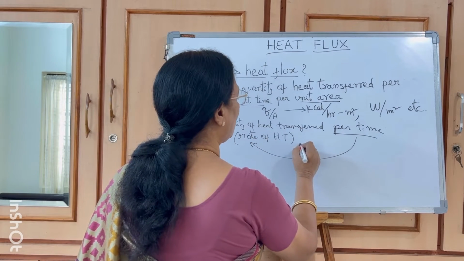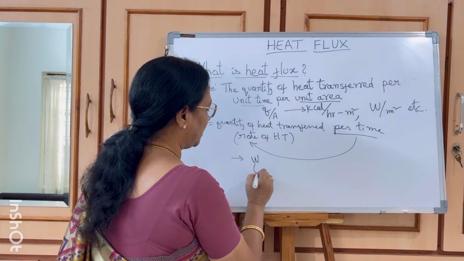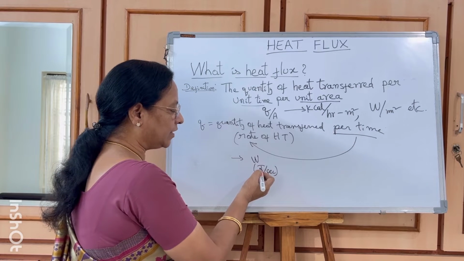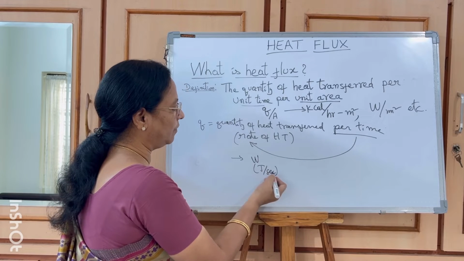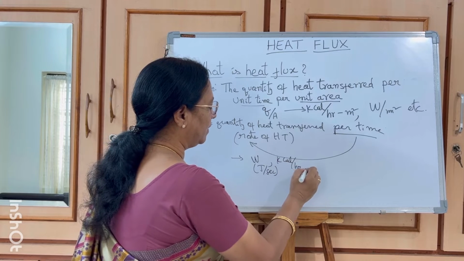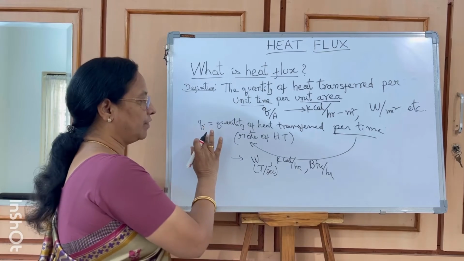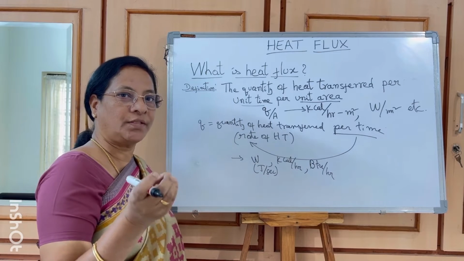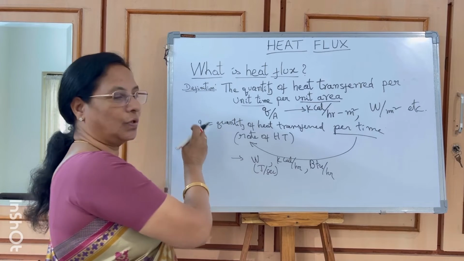So its unit is what now? Unit is either watts, because watts is joule per second, isn't it? Joules is the heat energy unit. So quantity of heat energy transferred per unit time, joule per second, that is watts, or kilocalories per hour, or BTU per hour. These are the units we use for Q. Because this Q is the most important term in heat transfer.